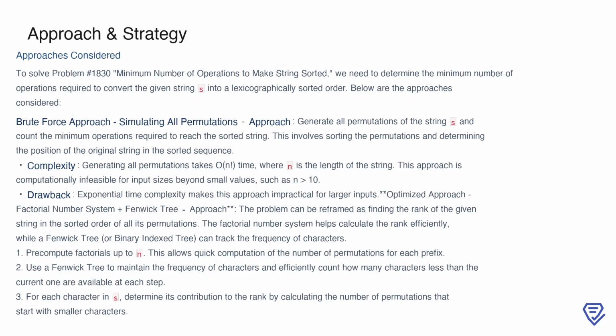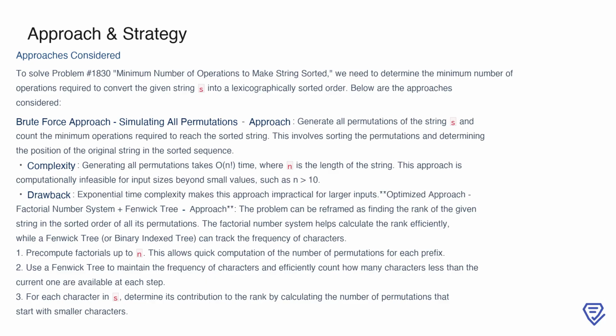On the other hand, an optimized approach leverages the factorial number system combined with a Fenwick tree. Here, the problem is reframed as calculating the rank of the string in the sorted order of its permutations. Using pre-computed factorials, we can quickly calculate the contributions of prefixes in the ranking process.